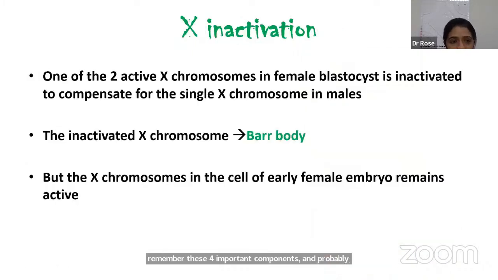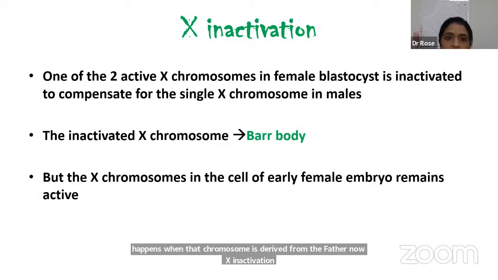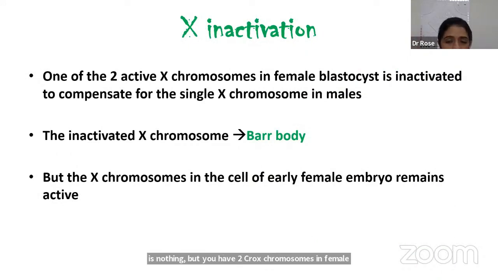Now, X inactivation is nothing but you have two X chromosomes in females, right? But only one X chromosome in males.